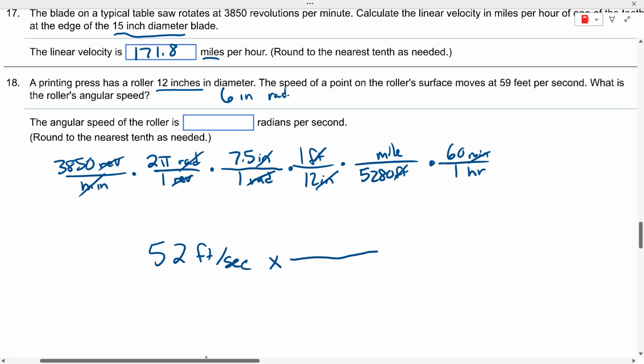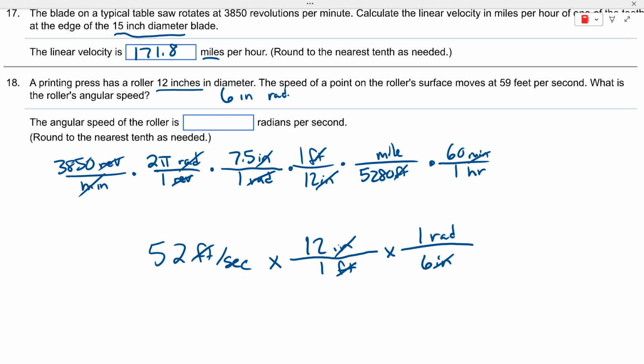So if we have a 6-inch radius and I'm in feet, I need to convert my feet to inches. What am I going to multiply to convert feet to inches? Is it going to be 12 inches over 1 foot or 1 foot over 12 inches? 12 inches over 1 foot because feet is on top. Okay? And then I want to convert to the radius. So 1 radius is 6 inches. Radius cancels, so now I'm in radians.